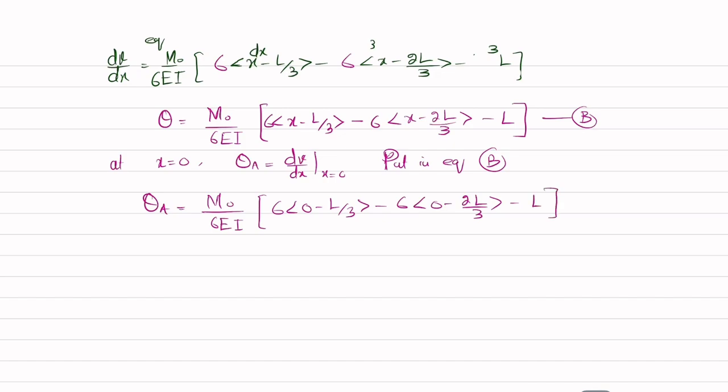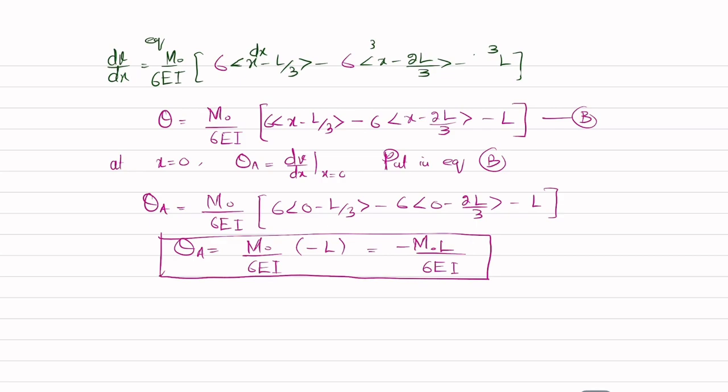So this value inside the Macaulay bracket will be negative, and anything inside the Macaulay bracket that is negative will be considered as 0. So this will be 0 and this will also be 0. So we will be left with m naught over 6EI into minus L, and this theta A will be equal to minus m naught L over 6EI. So this is the value of slope at point A, and that is the answer of our second part.